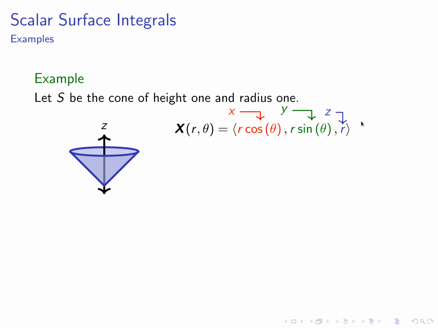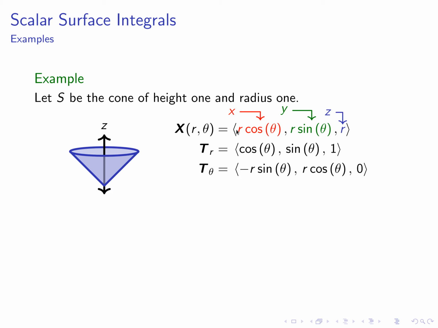Once we have our parameterization for the cone, we can calculate the two tangent vectors. We are parameterizing with the variables r and theta. So our first tangent vector would be t sub r, which is obtained by differentiating each one of the coordinates of the parameterization with respect to little r. In this case, we get cosine theta, sine theta, 1. And then for our second tangent vector, we're differentiating with respect to theta. Here, the coordinates end up equaling negative r sine theta, r times cosine theta, and 0.